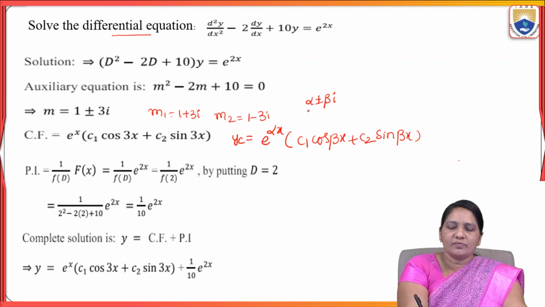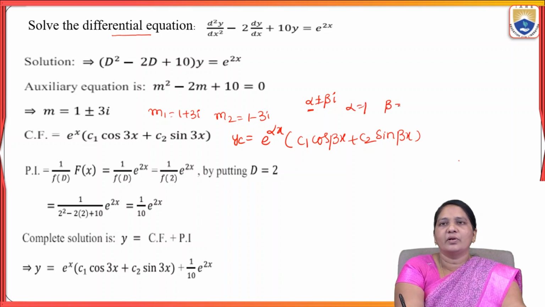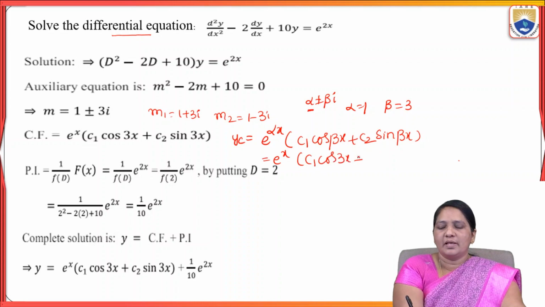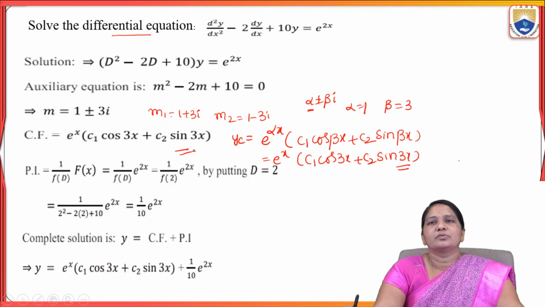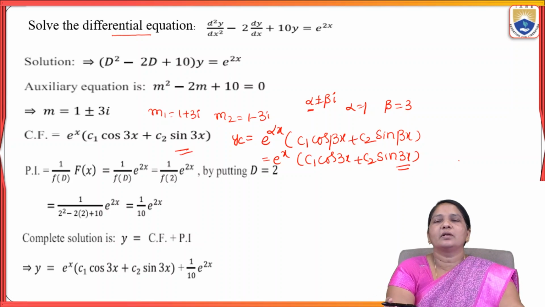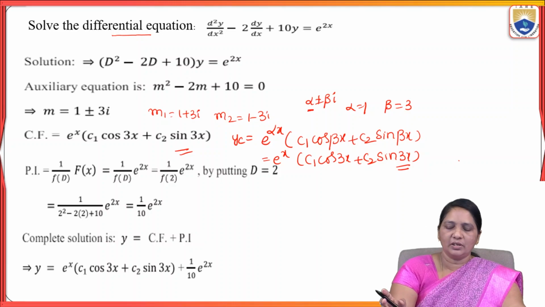So here what is the alpha value we are having? Alpha value is 1 and beta value is 3. Now we are going to replace here: e power x into c1 cos 3x plus c2 sin 3x. This is the complementary function for the given values. So complementary function is completed. So next what we have to find? How to find the particular integral.